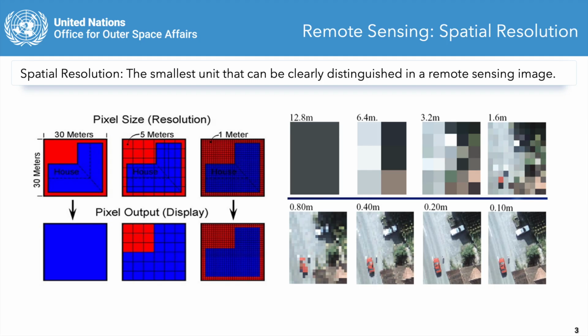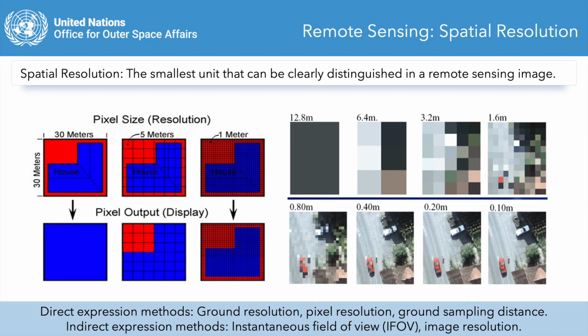For example, a 30-meter image pixel represents a much larger ground area than a 1-meter pixel. Therefore, when the pixel size becomes smaller, the image can show more detailed information. This is especially important when we need to identify small objects, narrow roads, building boundaries, or fine land cover patterns.